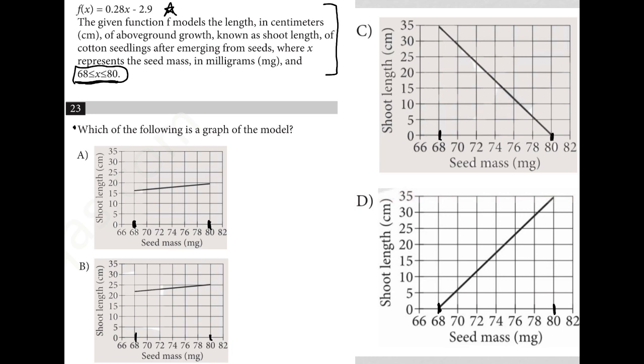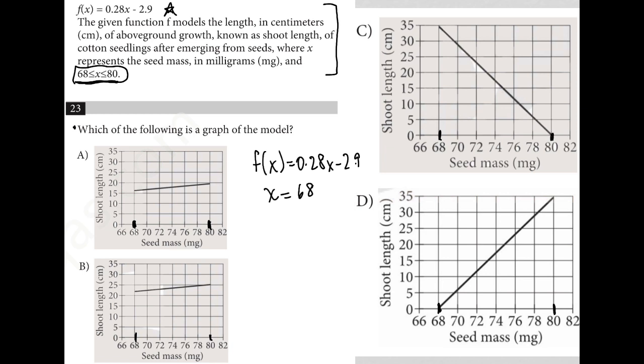And for that, I'm going to just rewrite this. f of x equals 0.28x minus 2.9. Let's find out, what do I expect? Let's just use 68, actually. What do I expect to have when x is equal to 68? So I can just plug this in.